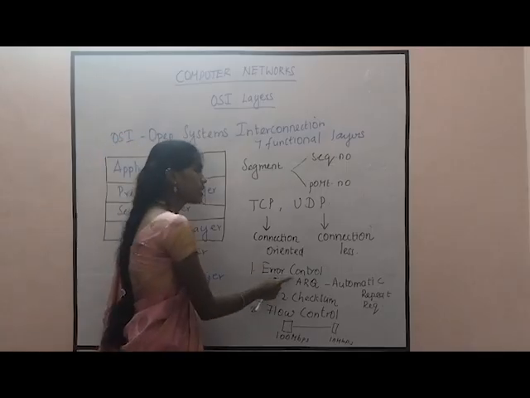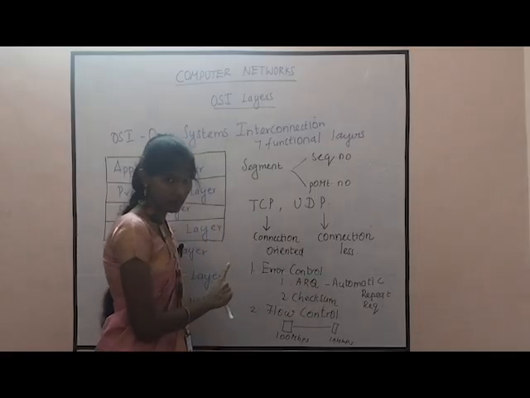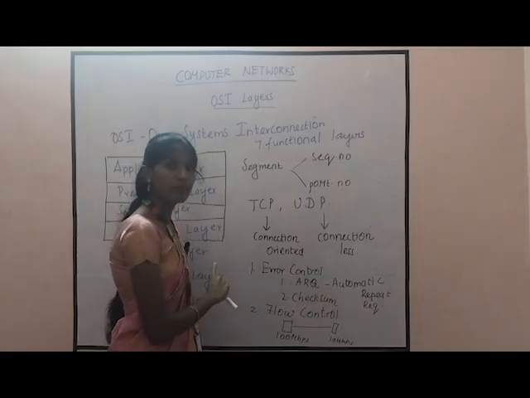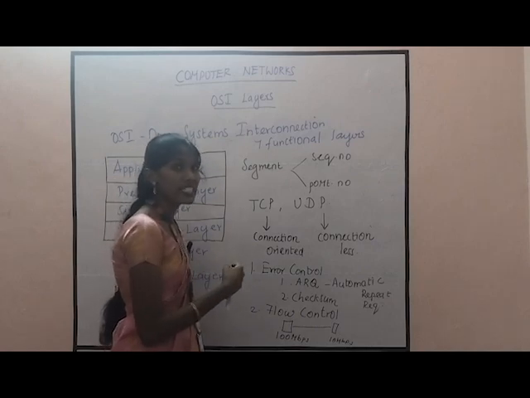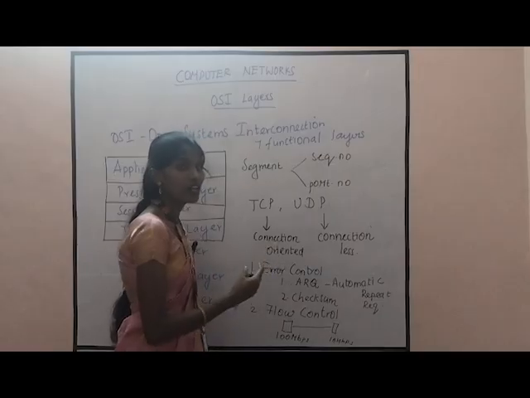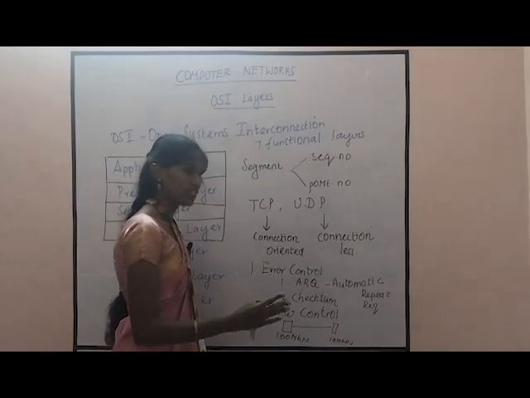One is automatic repeat request. That is, the request will be given by the receiver to the sender. The sender will send the segment, either the lost segment or all the segments.